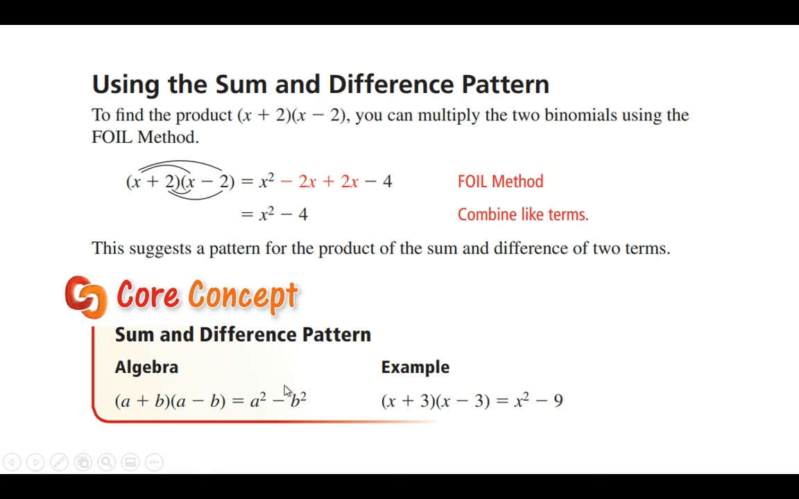In words, what this says is we take the first term, the A's, and we square it. We take the B's and we square it, and then we subtract them. In this example, the A is 1, so 1 squared is 1. X times X is x squared. Then 3 times 3 is 9, and then we subtract them. So it's square the first, square the last, and then subtract.